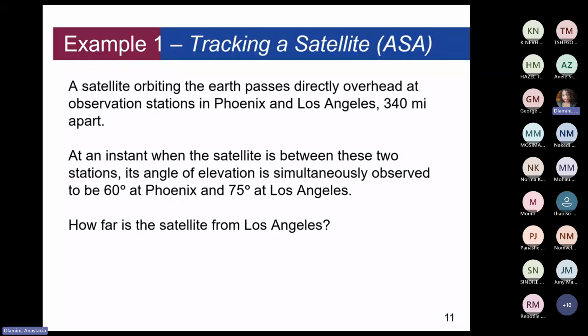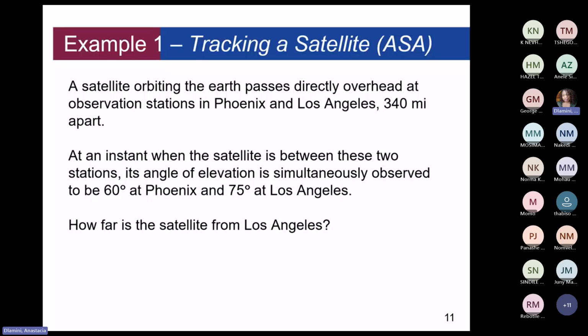Can we try this example, guys? Yes, ma'am. Let's try it. Let's analyze it first. I'll draw here because I think if I leave the slide, it might give the answer. Let's draw. Tell me what's going on. They say a satellite orbits the Earth and passes directly overhead at the observation stations in Phoenix and Los Angeles, which are 340 kilometers apart.